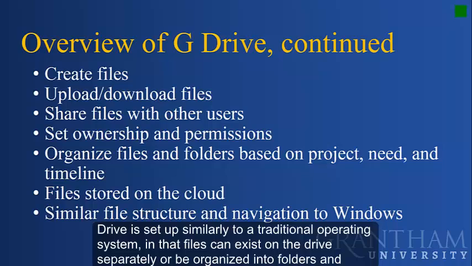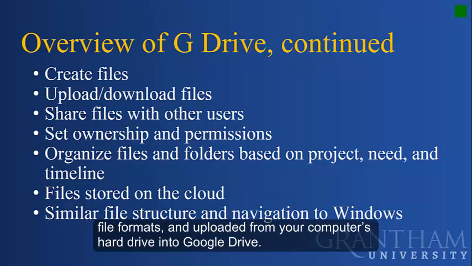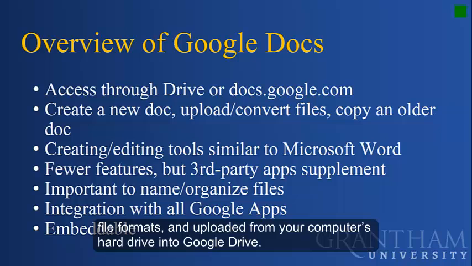Drive is set up similarly to a traditional operating system, in that files can exist on the drive separately or be organized into folders and subfolders. Files can also be copied and renamed, which is the cloud-based equivalent of the Save As feature, downloaded in different file formats, and uploaded from your computer's hard drive into Google Drive.